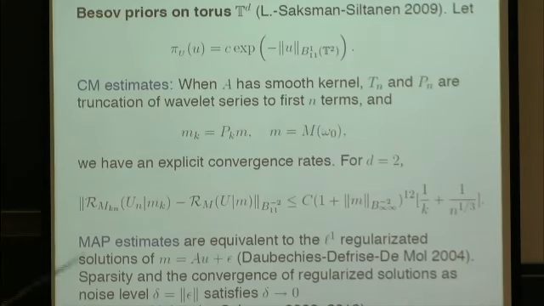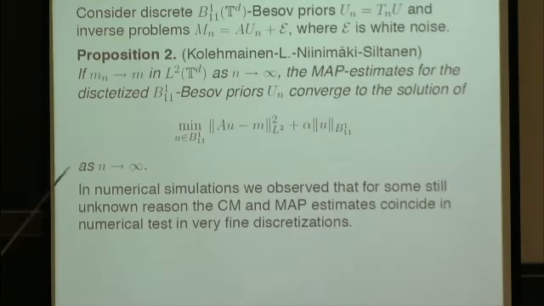By using this type of technology, one can apply it to these Besov 1, 1, 1 priors, and see that not only when the error level goes to 0, but also when we increase the discretization, the solutions converge to the solution of this minimization problem. Here we have basically the L1 norm. So now this is very interesting. For these Besov priors, alpha n can be chosen constant, and then both the CM estimates and MAP estimates converge.